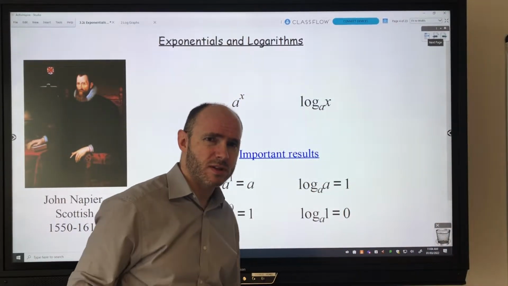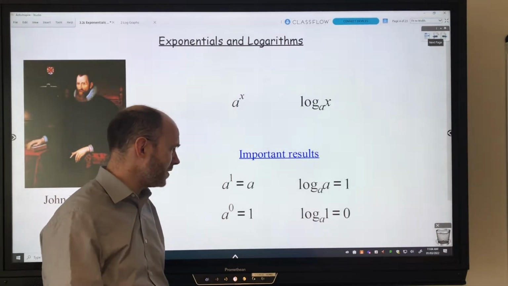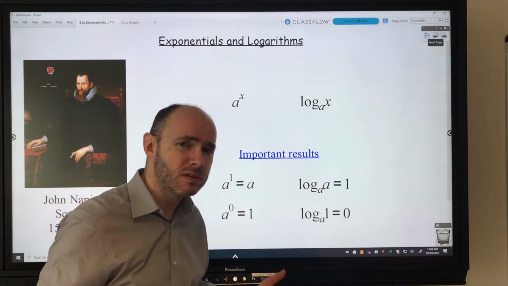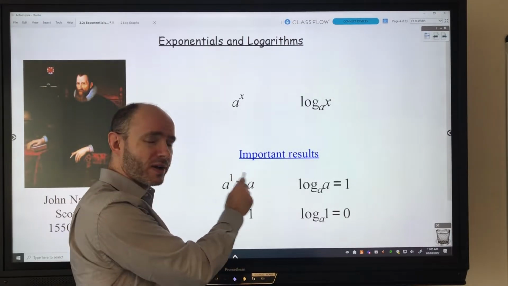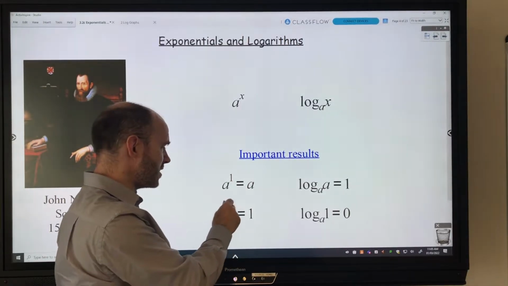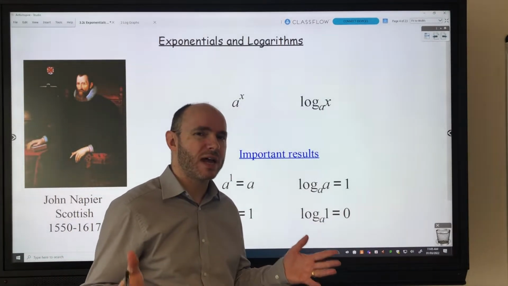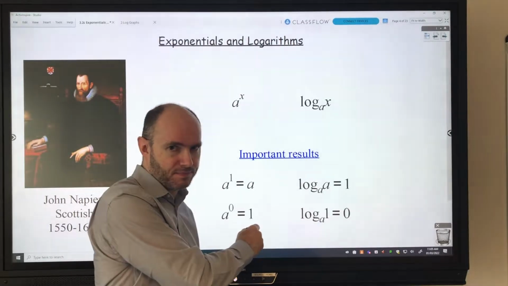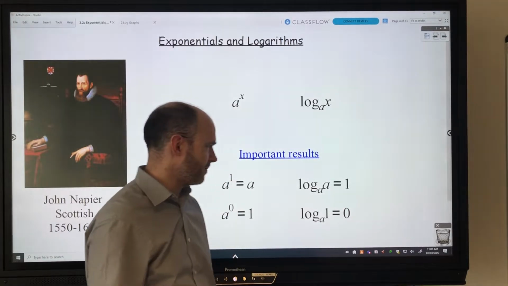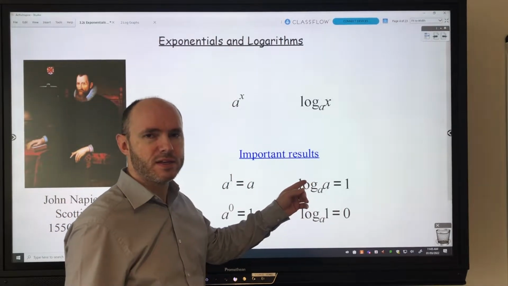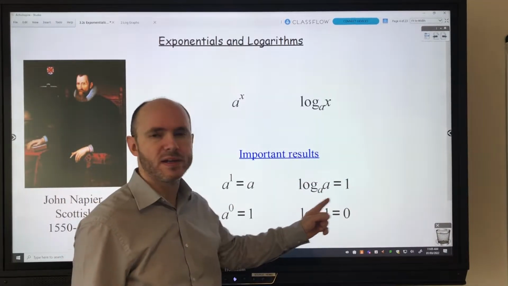Some important results that are probably worth writing down, okay, because they come up reasonably often. Now, because of your knowledge of powers and how exponents work, I'm hoping these are fairly obvious to you. A to the power of 1 equals a, and a to the 0 is equal to 1. Just bear in mind what I said about certain values of a. We're not using a as 0 for these cases, okay? And generally speaking, when we're doing logarithms, we don't use a base of 1 either, okay? But it follows that these two are true as well. Log base a of a is 1, and log base a of 1 is equal to 0.